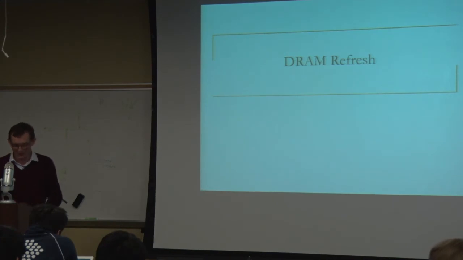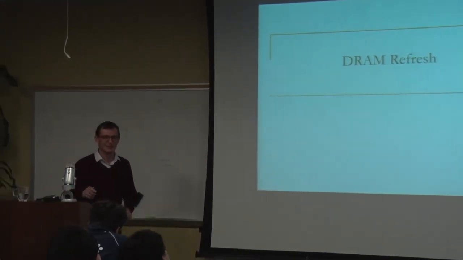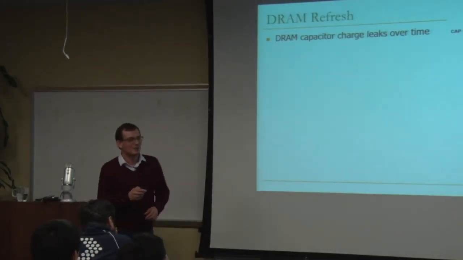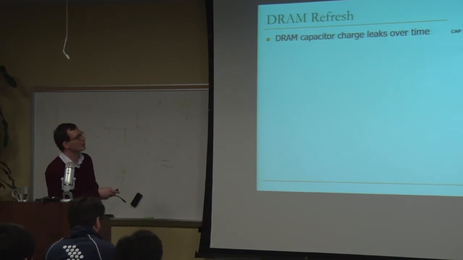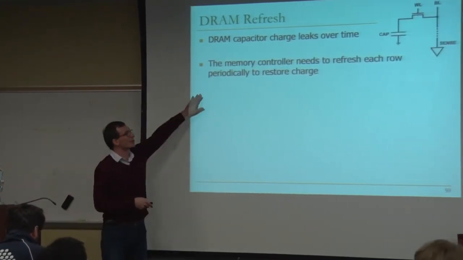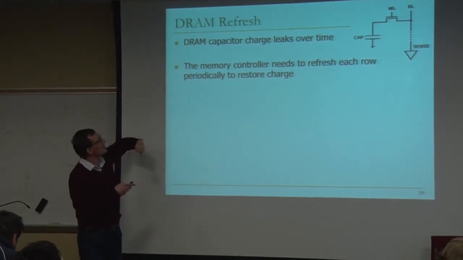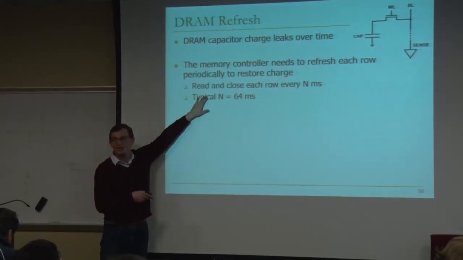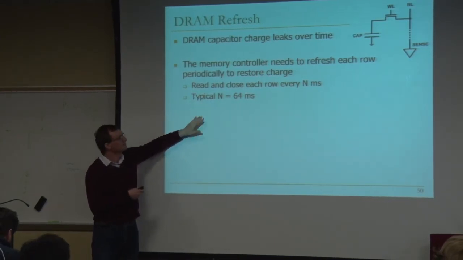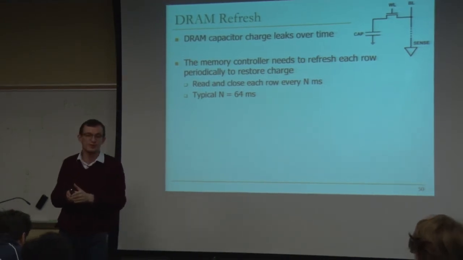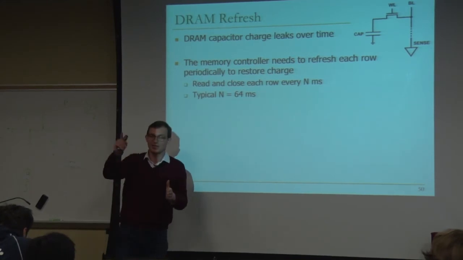OK. I guess we have time to jump into DRAM refresh in a little bit more detail. So let's go into it. Well, I think I've shown you this before, but DRAM capacitor charge leaks over time. And the memory controller needs to refresh each row periodically to restore the charge. And that's what's known as DRAM refresh. And what is DRAM refresh? Basically, you need to read each row every n milliseconds to refresh that row, right? Just activating a row refreshes the row. That's it. Because what it does is it activates that row and connects it to the sense amplifier.